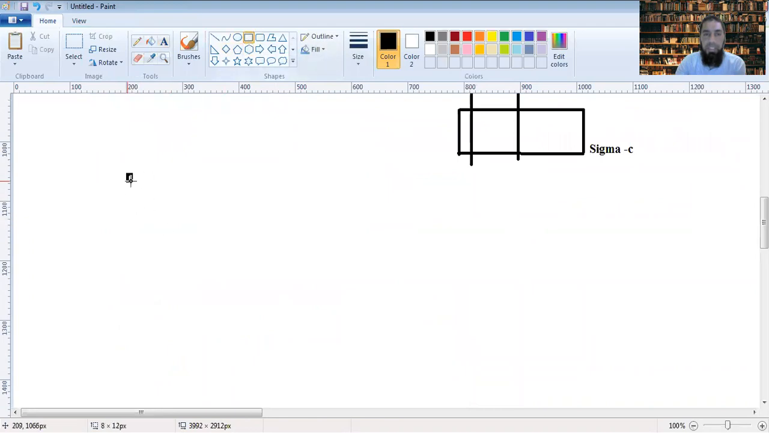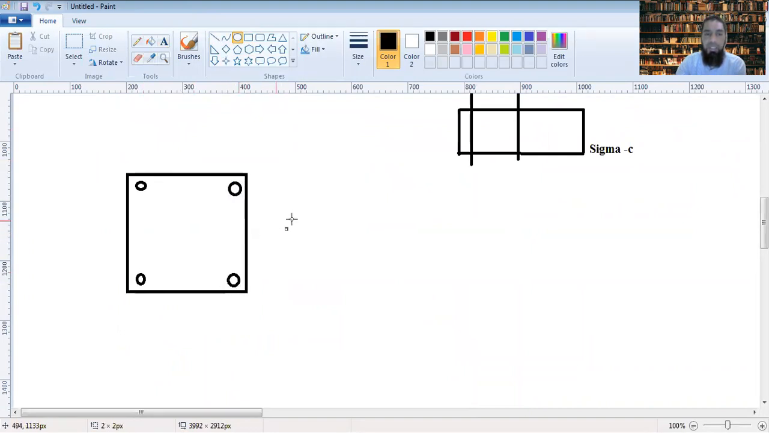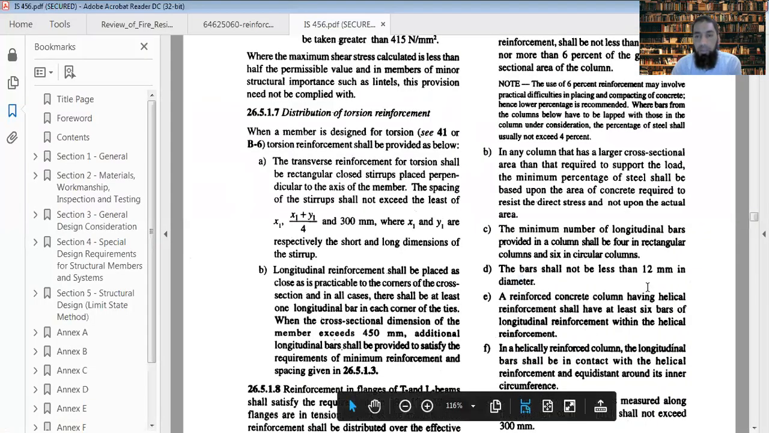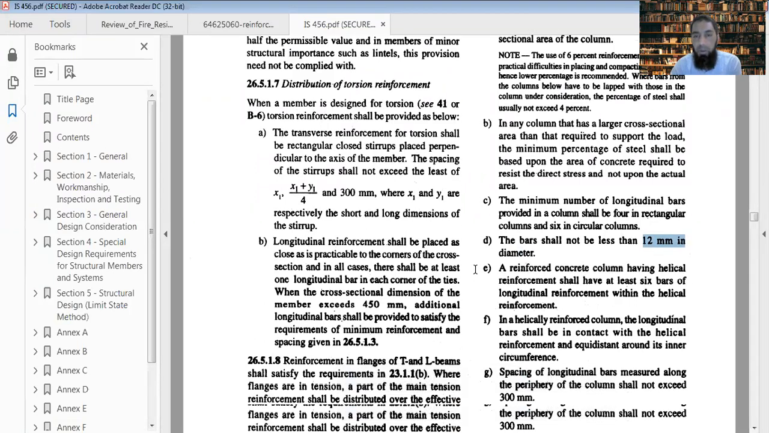So that means this is a rectangular column. You will have 4 bars at least, not less than 4. And if you have a circular column, at least you have to provide 6. So 6 bars you have to provide. At what spacing? That's also given here. Now that has to be 12 mm. Minimum diameter of the longitudinal bars has to be 12 mm for all columns.